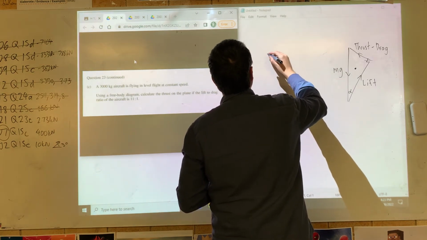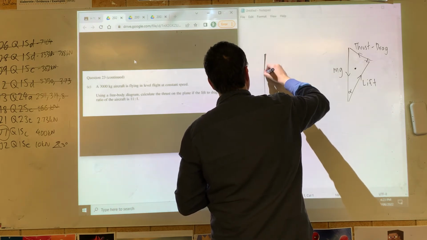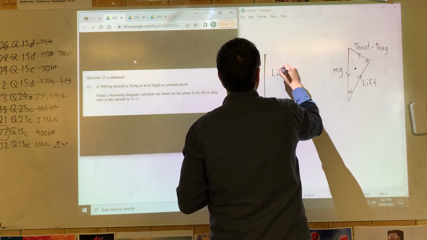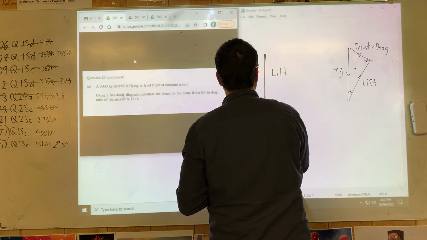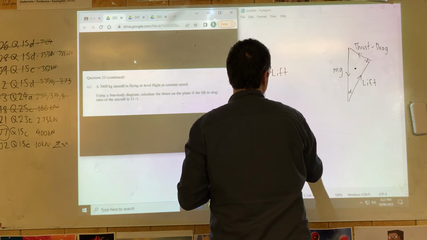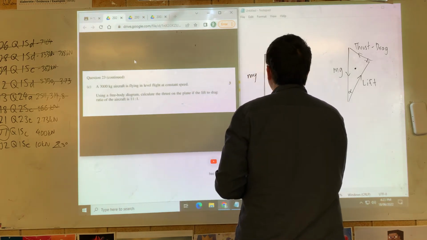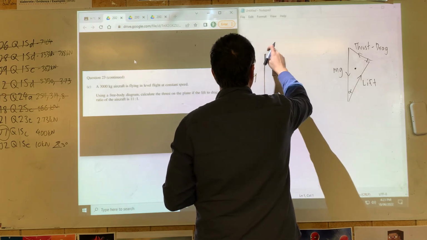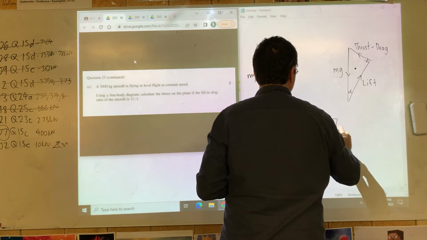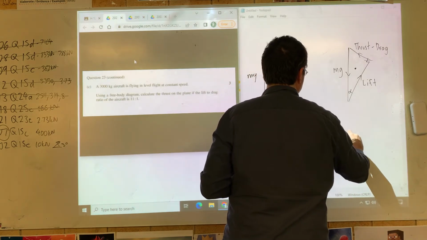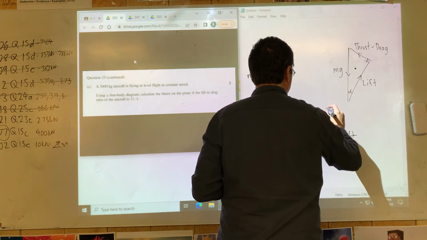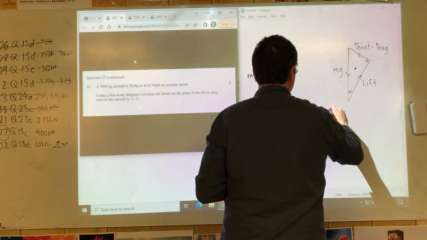So in this case, the diagram, the triangle is like that. We can say in this case, mg equals lift. So we know what lift is equal to. Lift is equal to mg, which is 30 kilonewtons. And effectively we're going to have a force polygon that actually looks like this. We have mg, lift, all has to be going in the same direction, so this thrust minus drag.